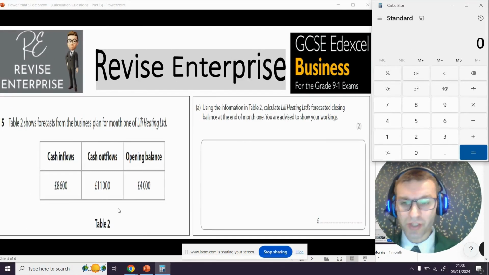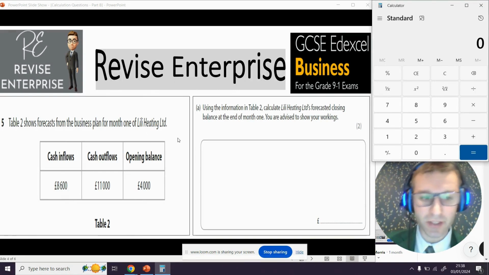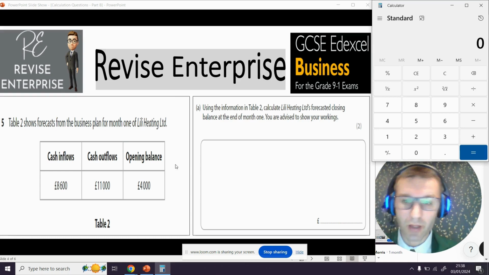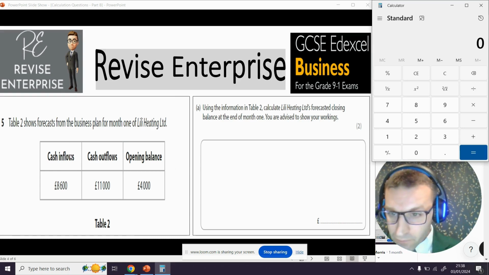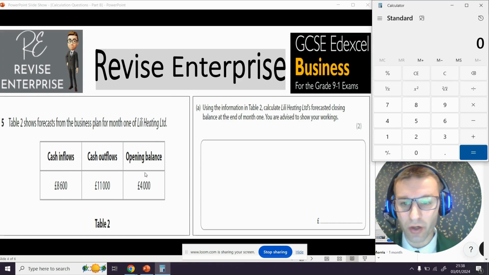Okay, for the next question, so this is the third question of 4. We're looking at table 2 again, which shows the forecasts from the business plan for month 1 of Lily Heating Limited. Now, for a specific scenario attached to this question as well, which you will read in the paper. It's got some cash inflows here, it has cash outflows, and it also has an opening balance figure here as well.